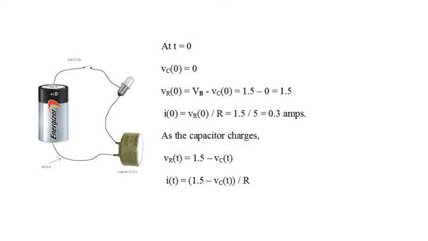Let's see what happens when the switch is closed in a simple circuit containing a capacitor. Assume that the initial charge on the capacitor is 0, so that when the switch closes, the voltage across the capacitor terminals is 0, and so the entire battery voltage appears on the resistor terminals. Thus, at time t = 0, the resistor voltage is 1.5 volts, and by Ohm's law, current flows through the resistor at a rate of 1.5 volts divided by 5 ohms, or 0.3 amps. So current starts flowing the instant the switch is closed.